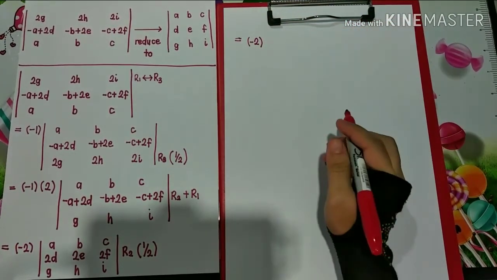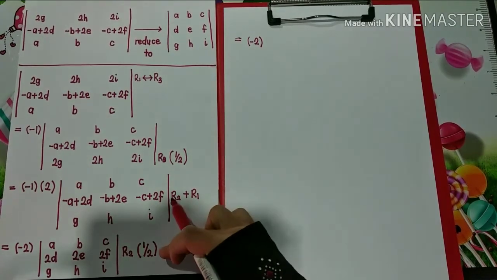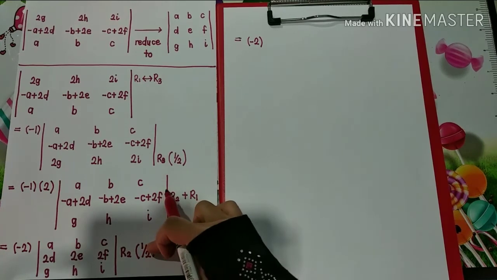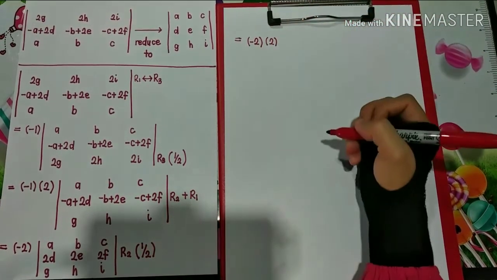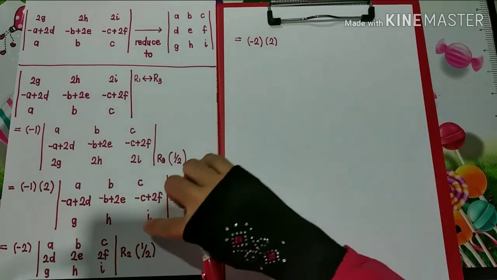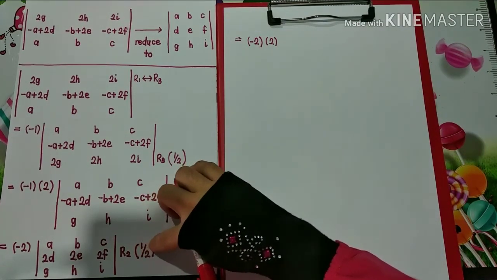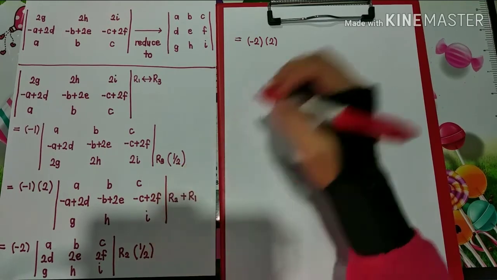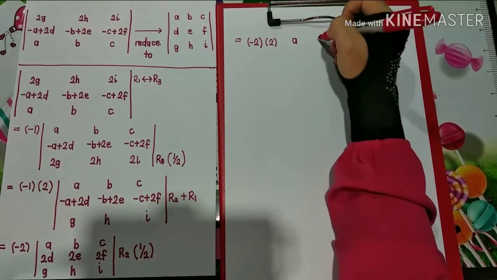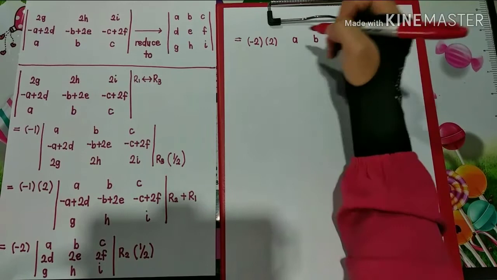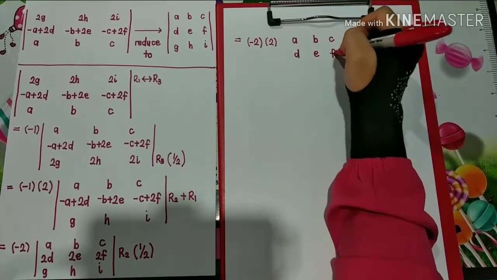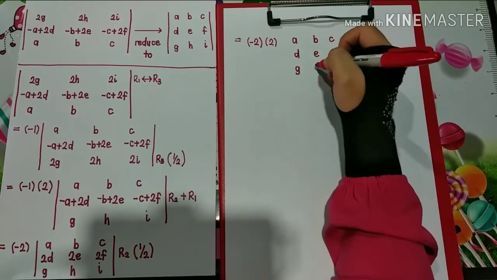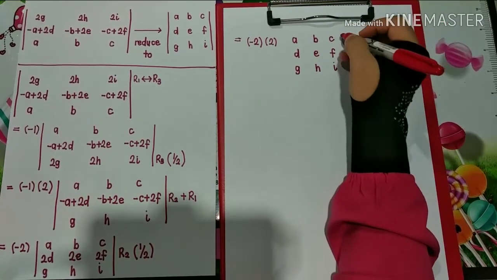So what happened on determinant? If you multiply a row with a constant, so if you multiply here with 1 over 2, that means the determinant you multiply with 2. And then you perform R2 here, you multiply with 1 over 2. So what you will have here, A, B, C. And then this one you only will have D, E, F. And this one G, H, I.